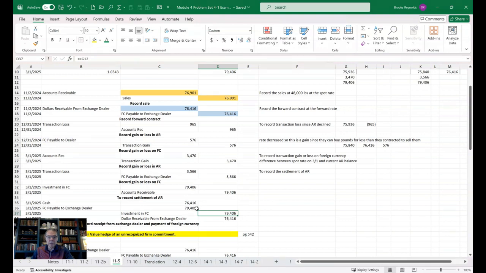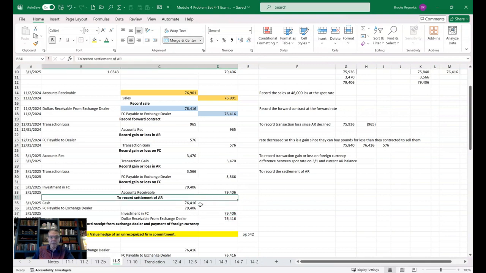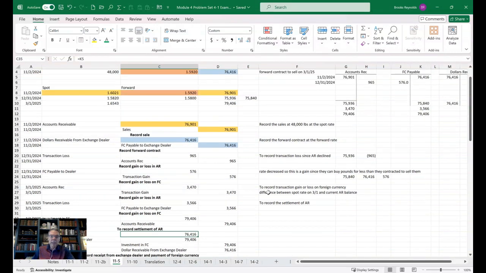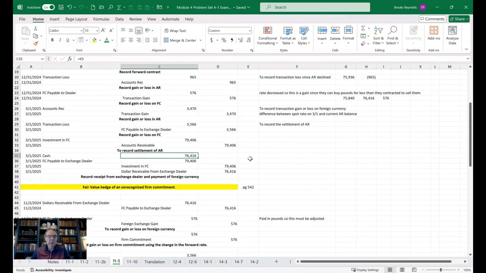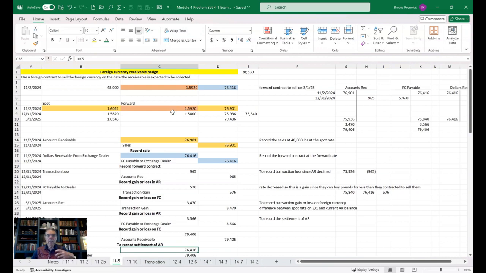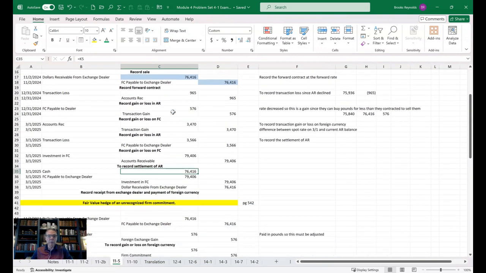All right, so that's basically going to be a wash. They get 79,406 in dollars effectively, or basically they both get 48,000 pounds. All right. And so the dealer owed us 76,416. He gave us cash, 76,416. And so now we have basically a fee, which is a transaction loss overall, and we have collected the cash that we expected to receive, the 76,416. So that's a case where we have made a sale and we haven't established accounts receivable.